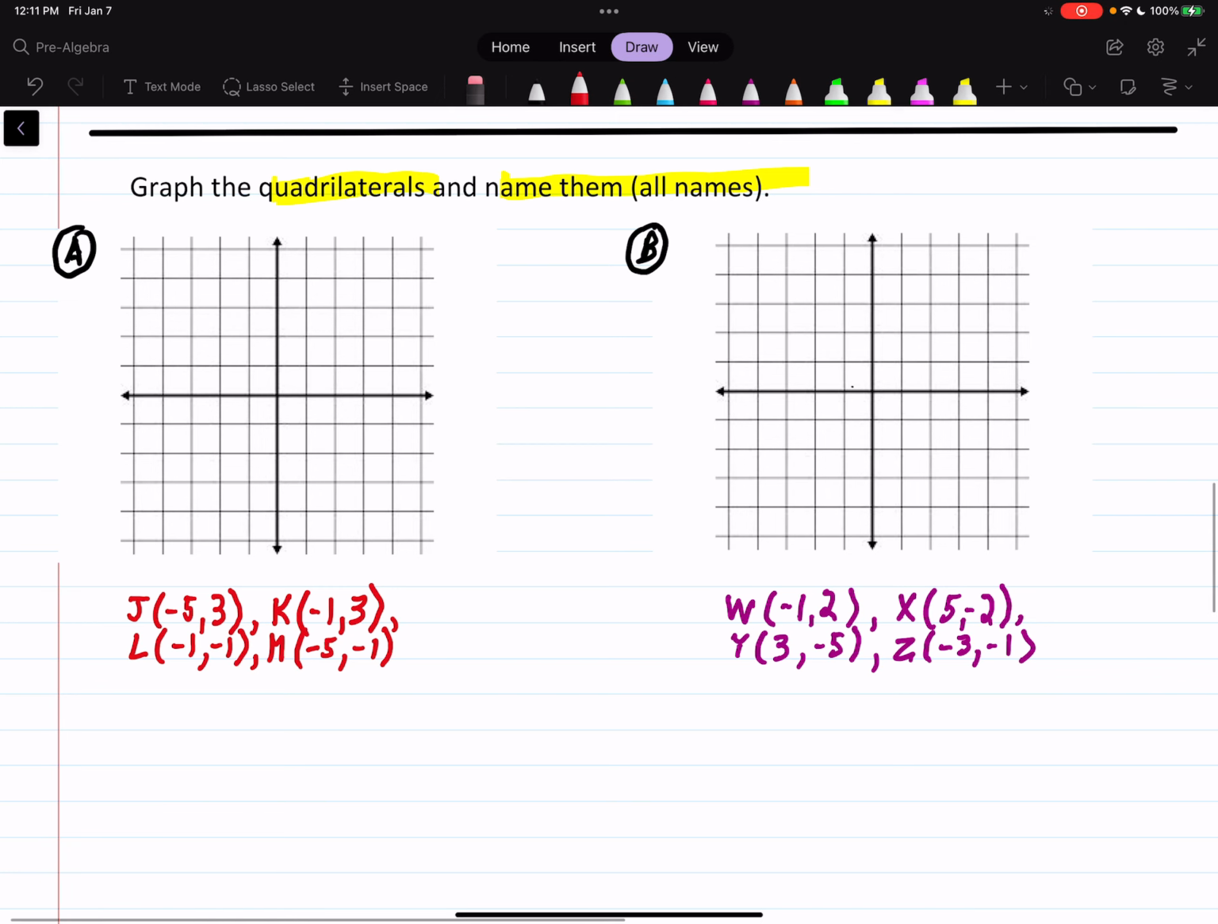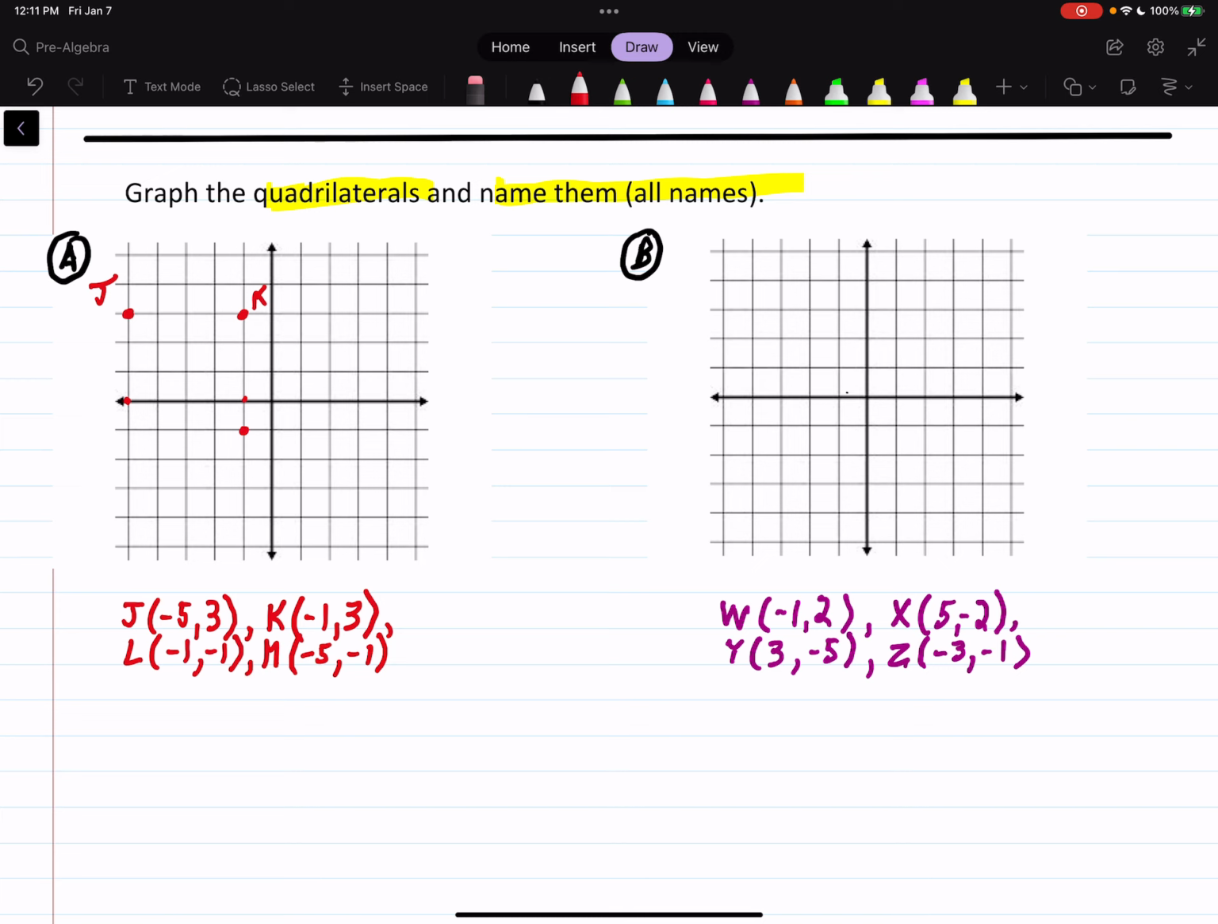So -5 takes me all the way over to this section, and 3 gives me up 3, so there's my first point, J. Then I take point K, which is -1, which is right there, and up 3, and there's point K. Now I'm going to look at point L, which is -1, -1, right there. There's point L. And finally, -5, -1 is point M. I then put the points together in the graph.